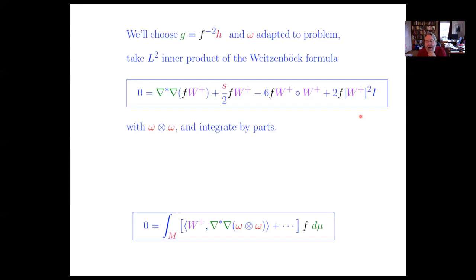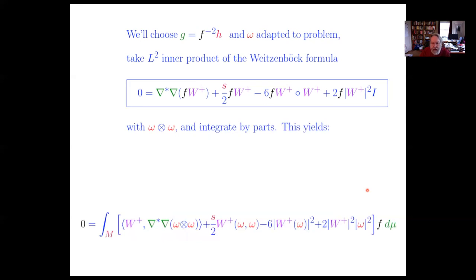And that allows you just to pull out this function f. In other words, you get a very nice Weizenbach formula where the only curiosity is that the volume form you have to integrate against is curiously weighted by this function f, which we haven't yet specified. In fact, when you write out the Weizenbach formula, here's what it looks like.